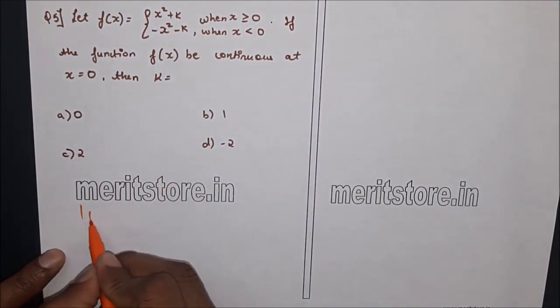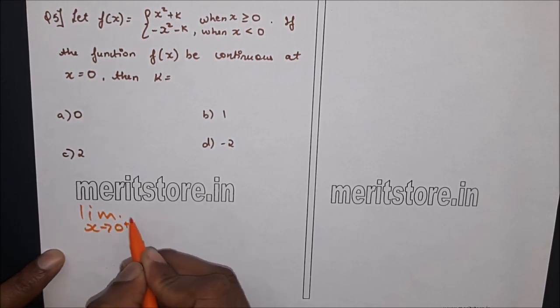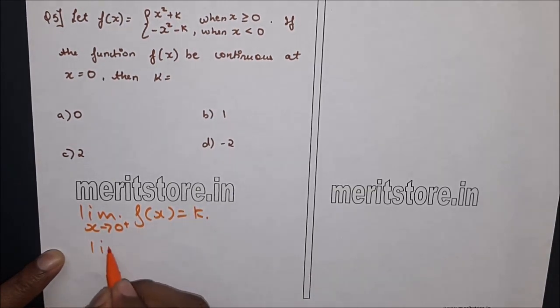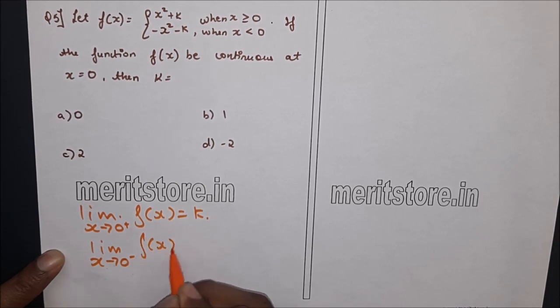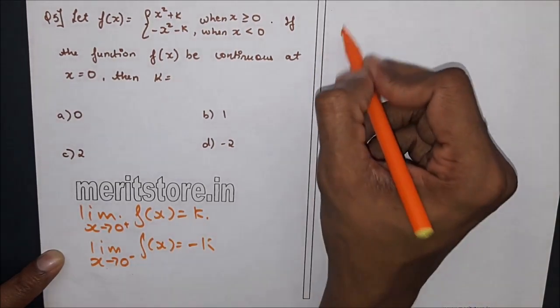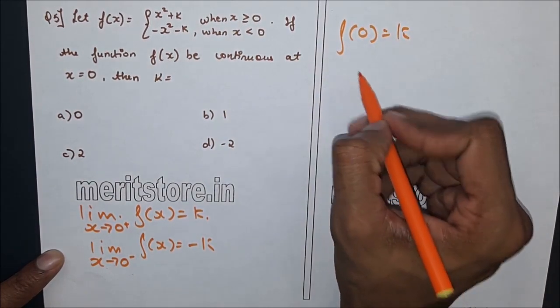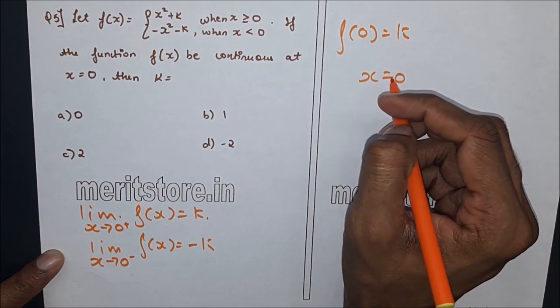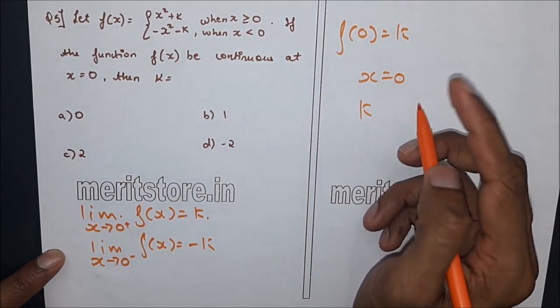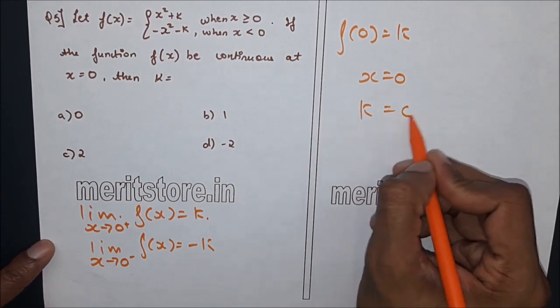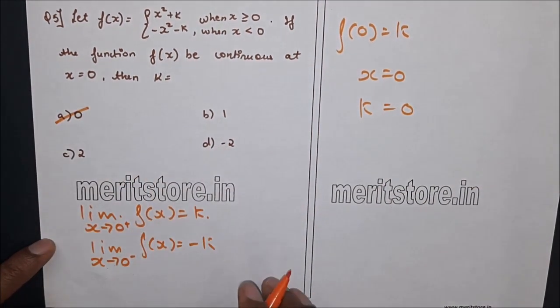Here, limit x approaches 0 from the right hand side, f of x is equal to k, and limit x approaches 0 from the left hand side, we get f of x is equal to minus k, and f of 0 is equal to k. But f of x is continuous at x equal to 0, so therefore k must be 0. Therefore option A is the correct answer.